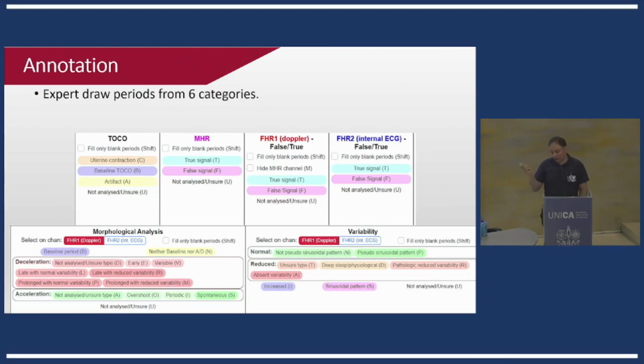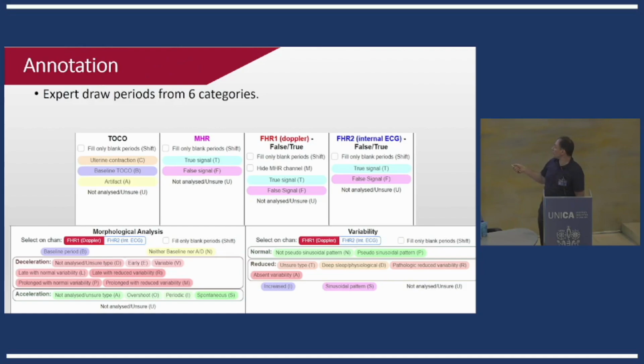There is a lot of annotation to do. It's broken down into 6 categories. First, we have to analyze the TOCO, then the maternal heart rate, just to annotate false or true signals. Then there is either the Doppler sensor or, if there is an internal ECG sensor, we have to annotate false or true signals.